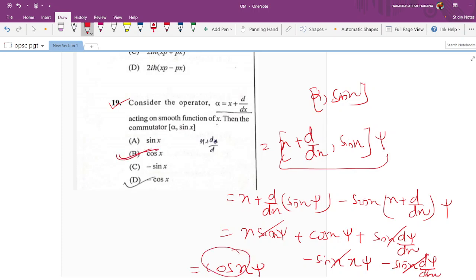So option B is the correct answer. I hope that till this point you are all clear with the questions asked. These are all questions from quantum mechanics. I think you all enjoyed this session.